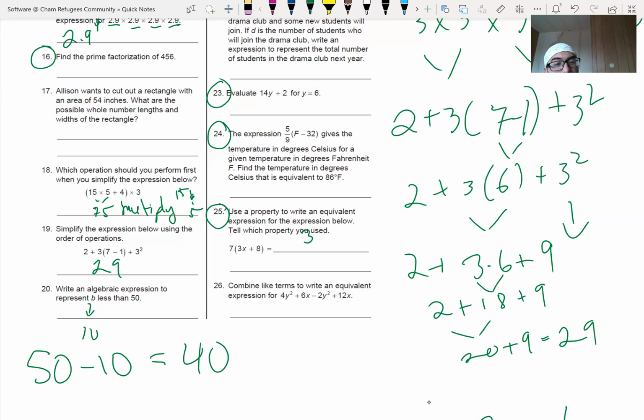So in our case, algebra to represent 10 less than 50 is this, so that if I say B, I just replace the 10 with B. So it should be 50 minus B, because you have 50 and then you're taking away B amount from it, right? You're taking away that much from it, okay? And that's why I chose to do that for you guys.